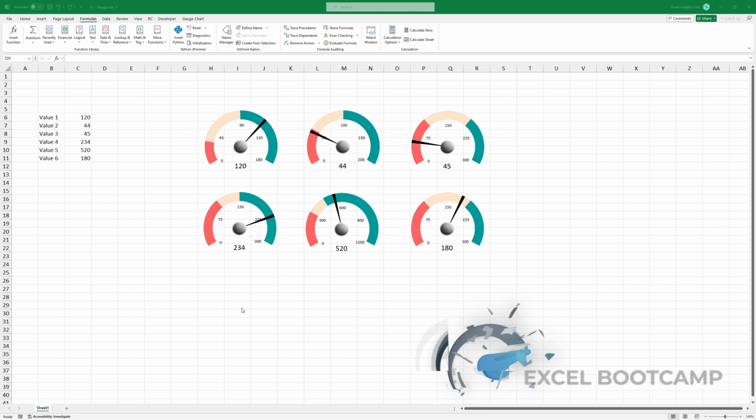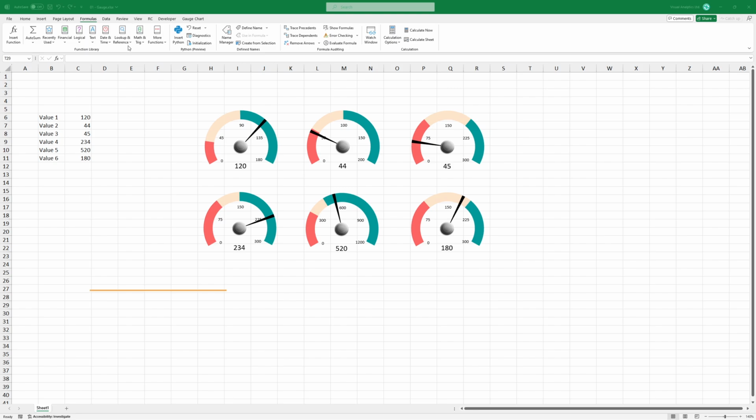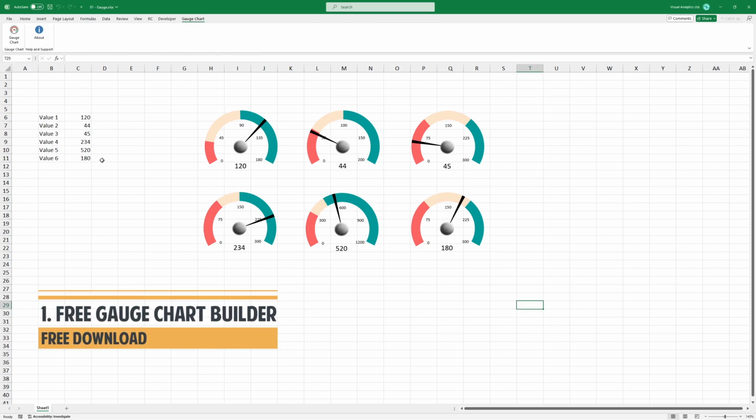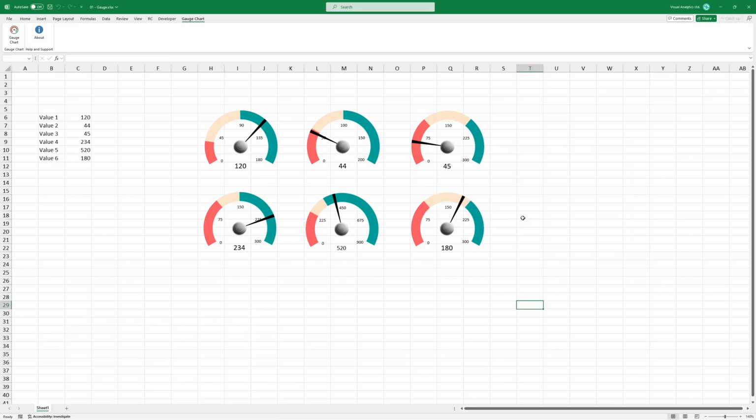Welcome to our tutorial on how to use free charts and widgets in Excel. We provide a free gauge chart builder add-in. You can create and customize gauges in a few seconds. Gauge charts can be useful for visually representing performance or progress towards a goal.